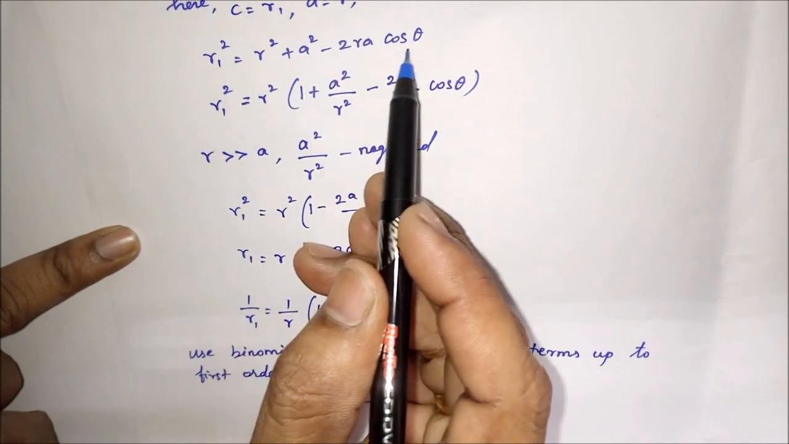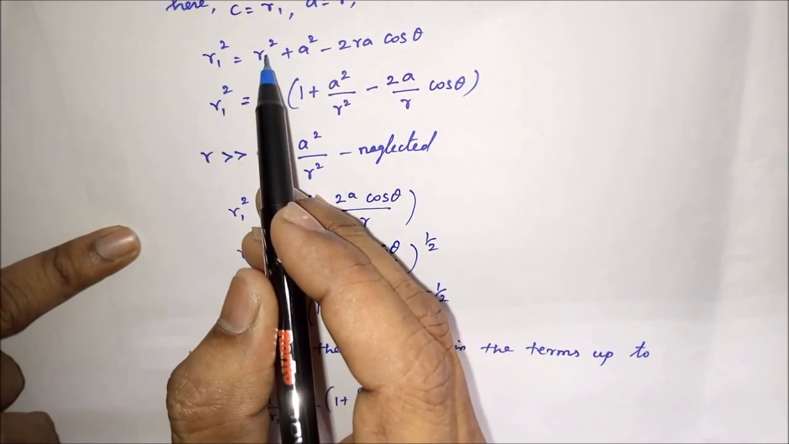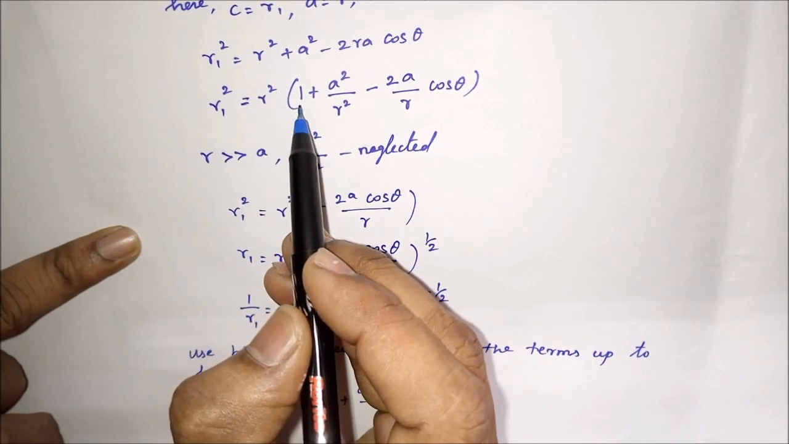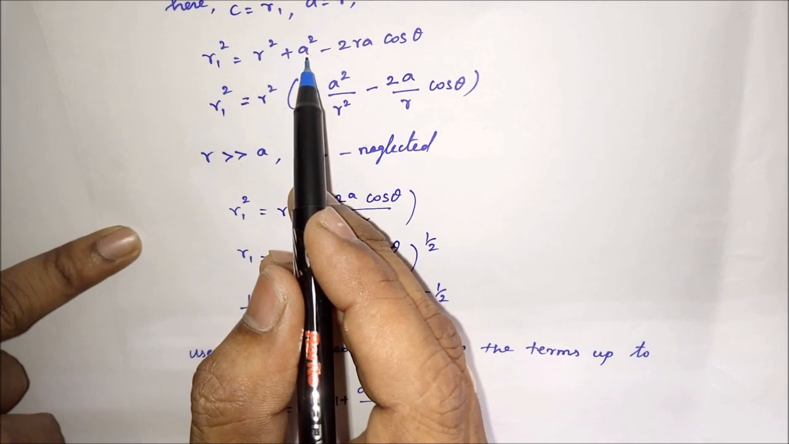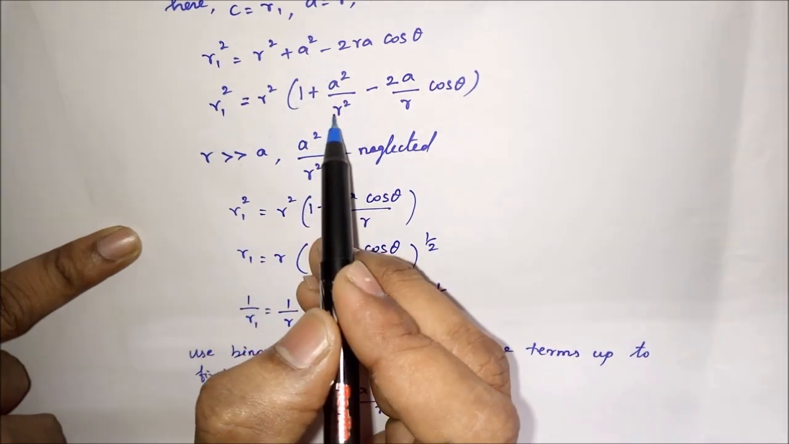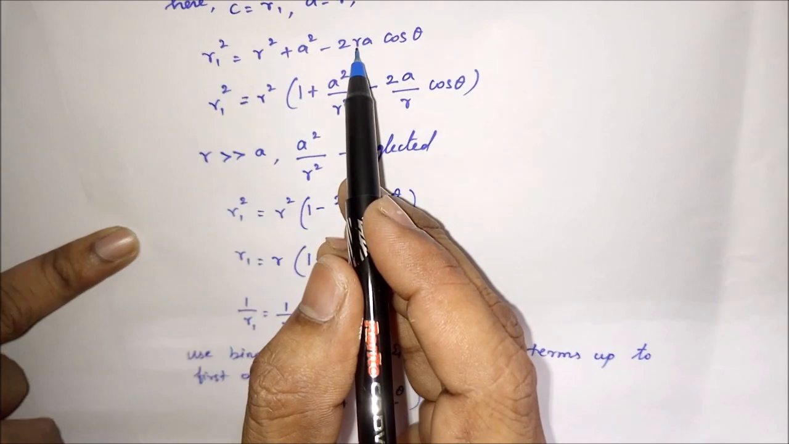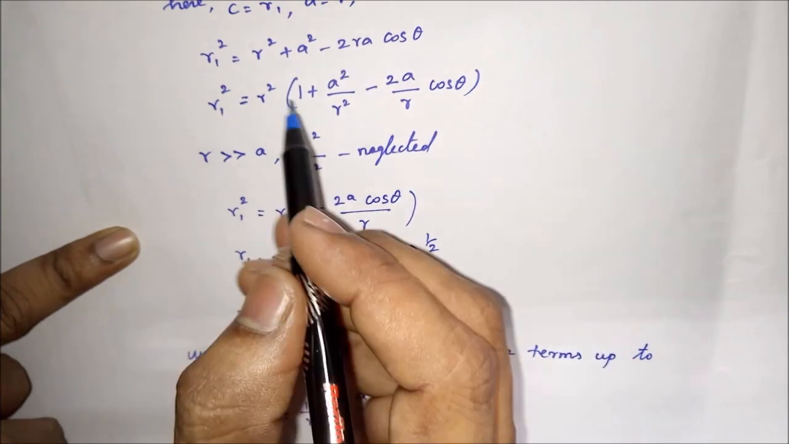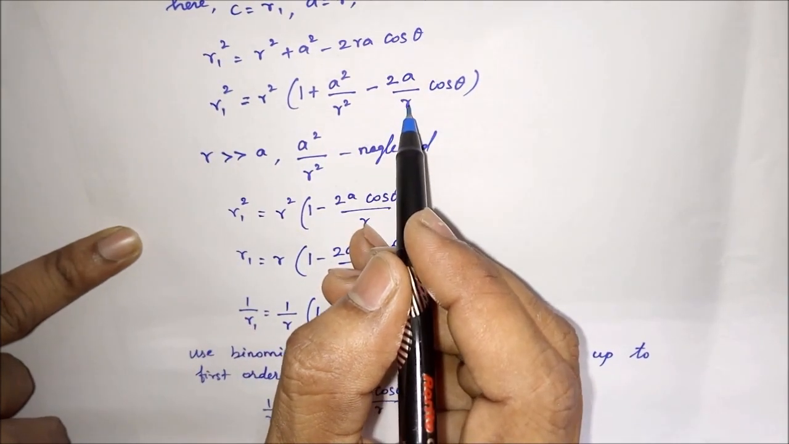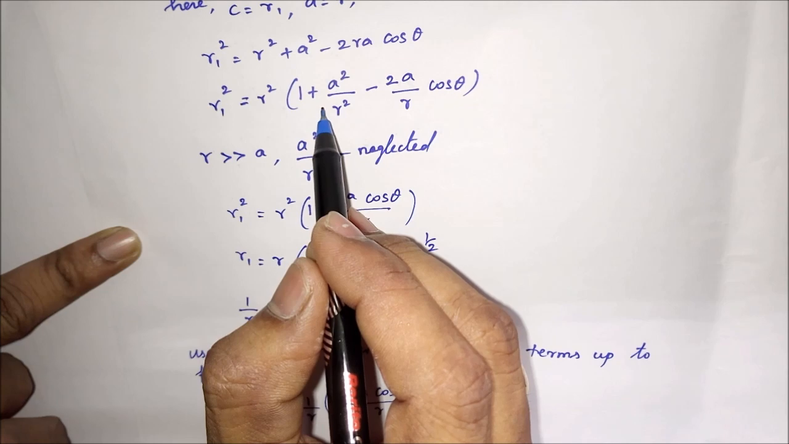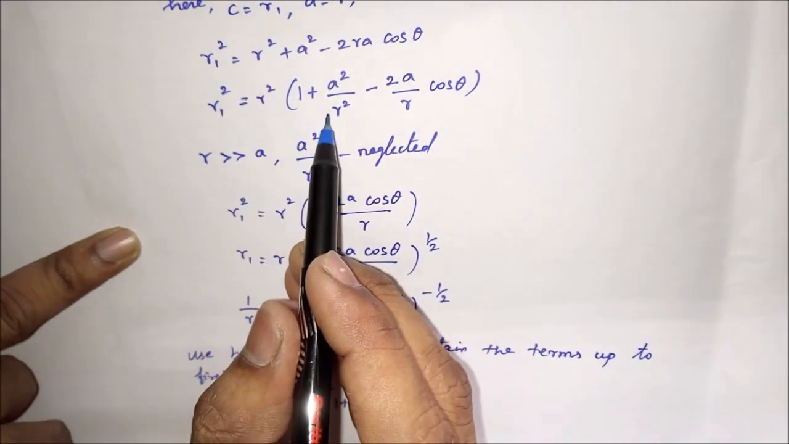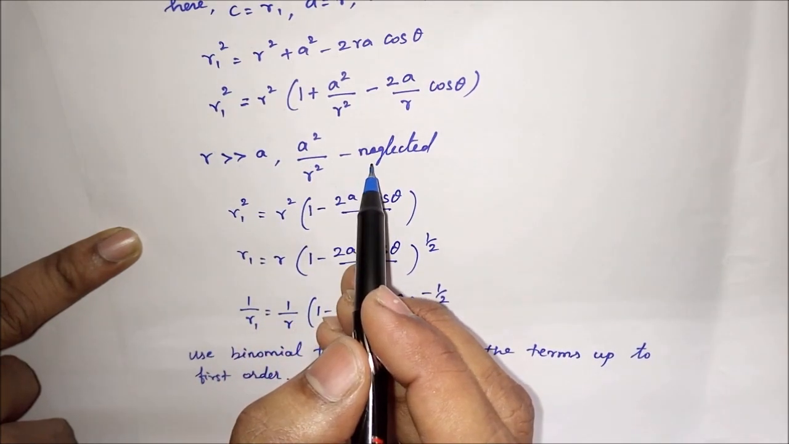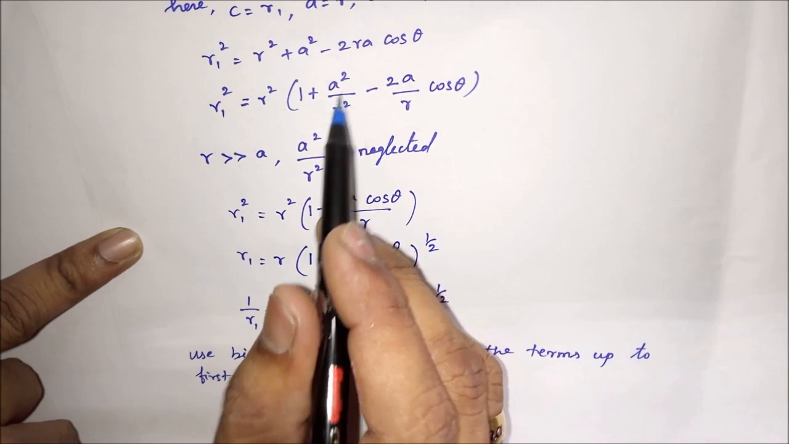Next, in this expression we take r squared as common. The remaining value is 1, and the other terms are divided by r squared, so the expression simplifies like this. Now r is very much greater than a, so a squared divided by r squared is neglected, and this term is dropped.